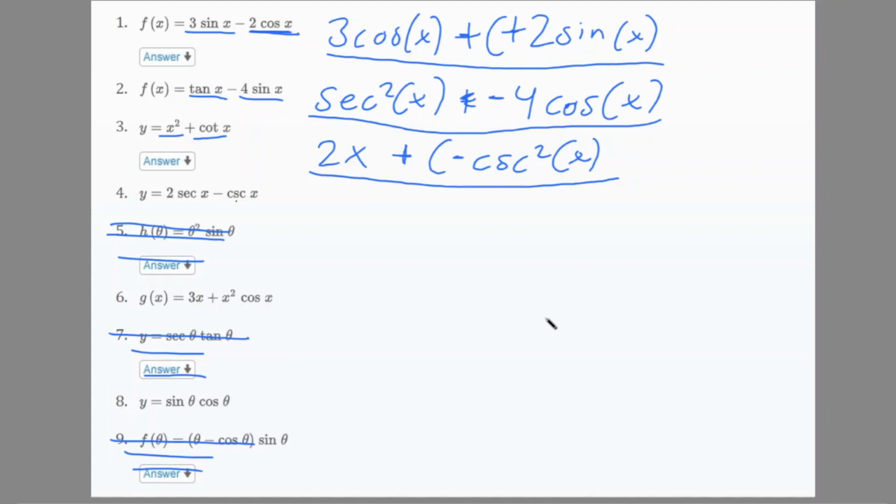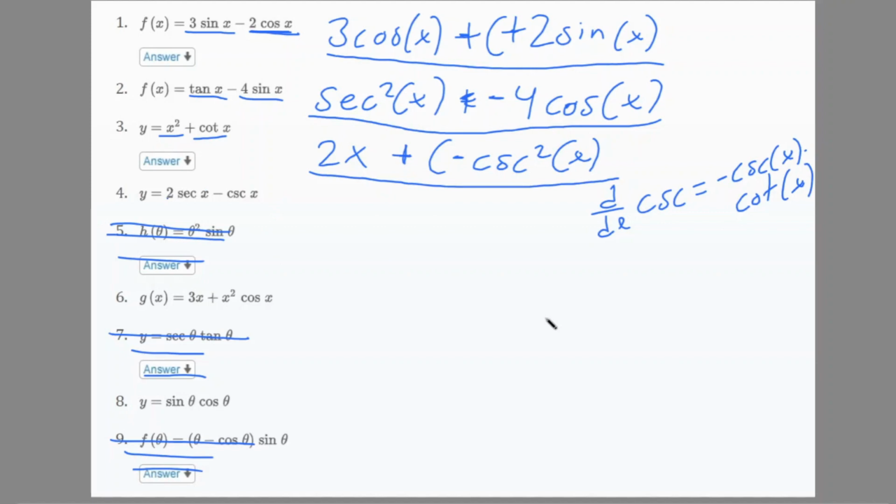So for number 4, you see we're dealing with a negative cosecant. So the derivative of a cosecant, even though we don't really use it much, will give us negative cosecant x multiplied by cotangent x.